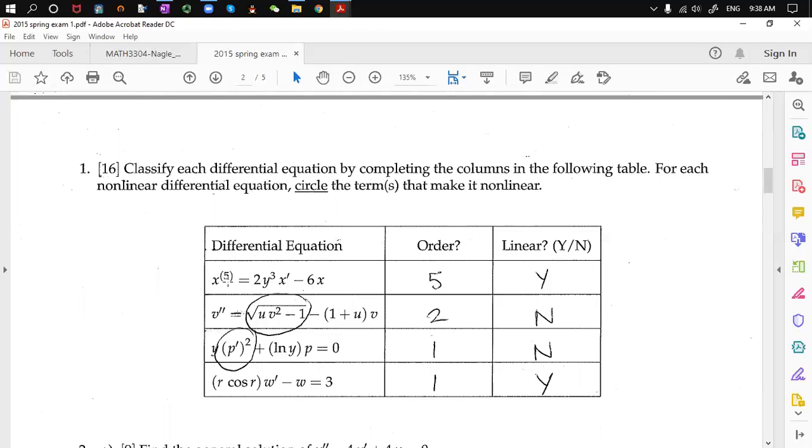You see, on the exams, they're not going to be so straightforward. They're not going to just give you y in terms of x, but it is x in terms of y. But it doesn't matter. The highest derivative of x up here is 5. So the order must be 5.